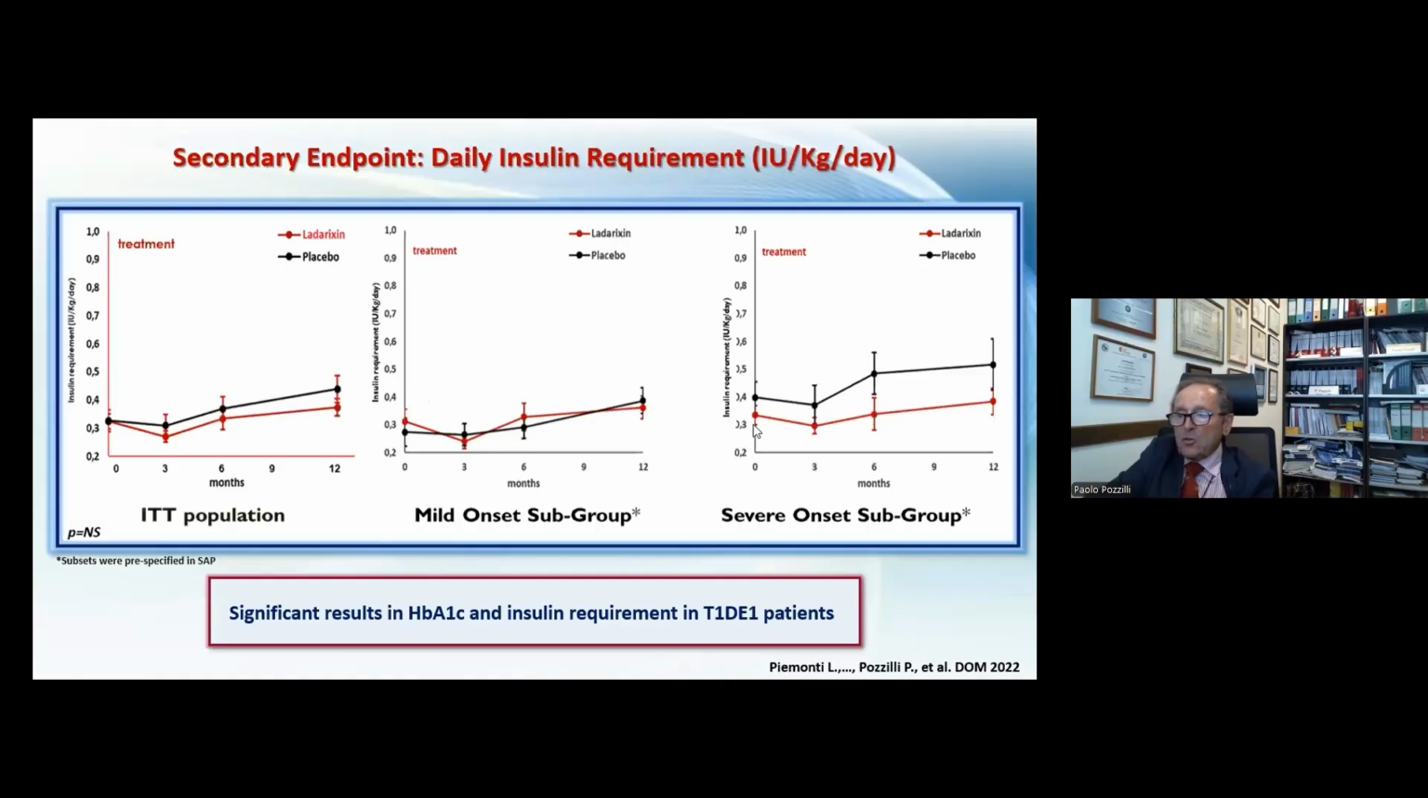And this is the insulin dose. As you can see, patients that were treated with ladarixin had a lower daily insulin requirement, suggesting that in the severe onset subgroup, this drug was particularly significant in those with type 1, so in children. That is quite interesting.